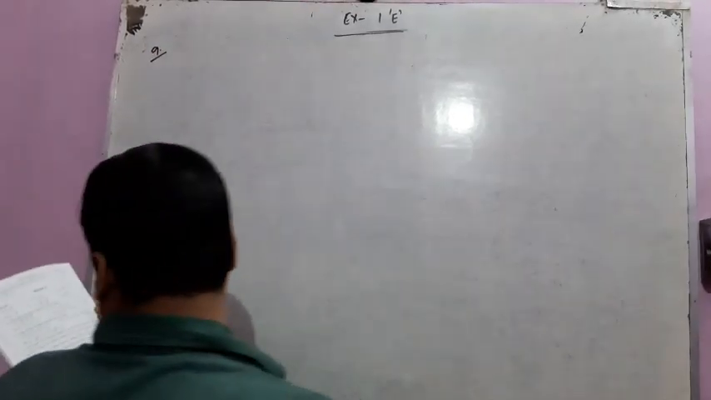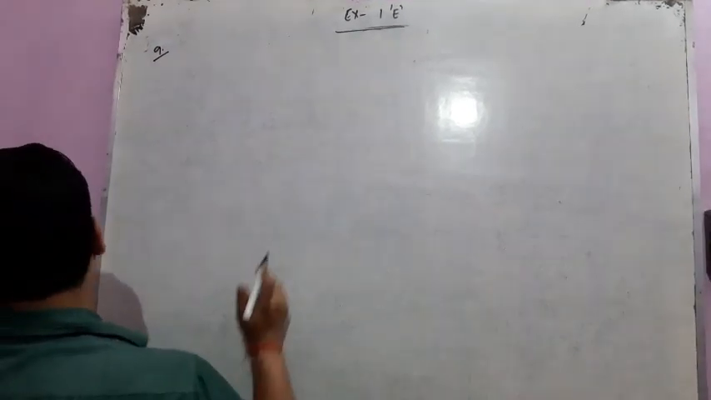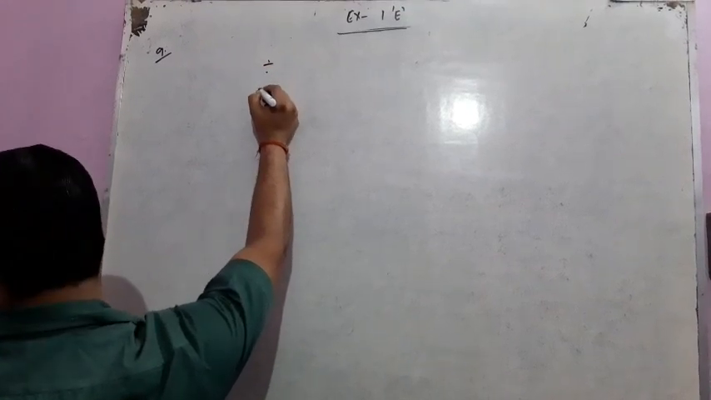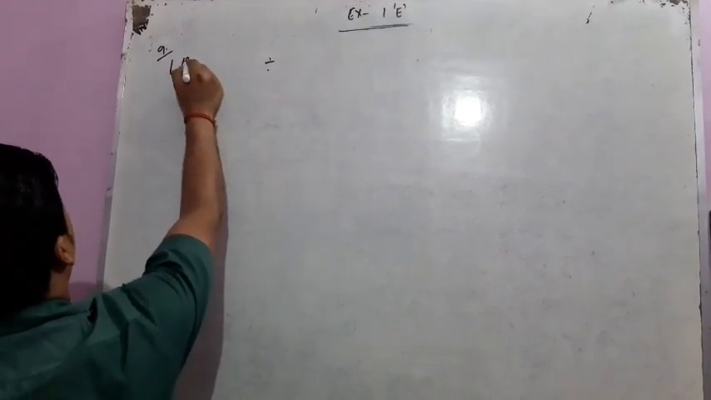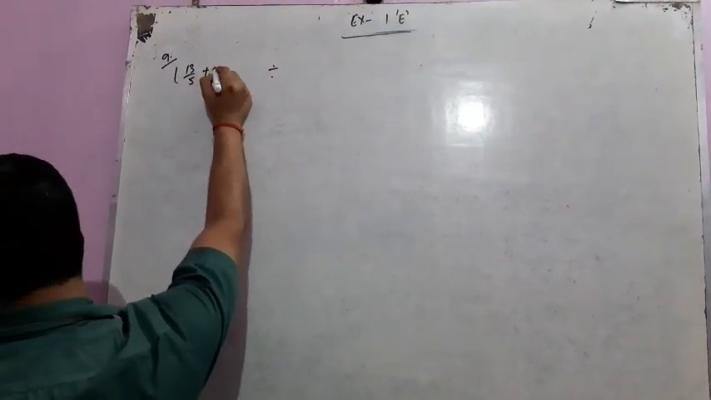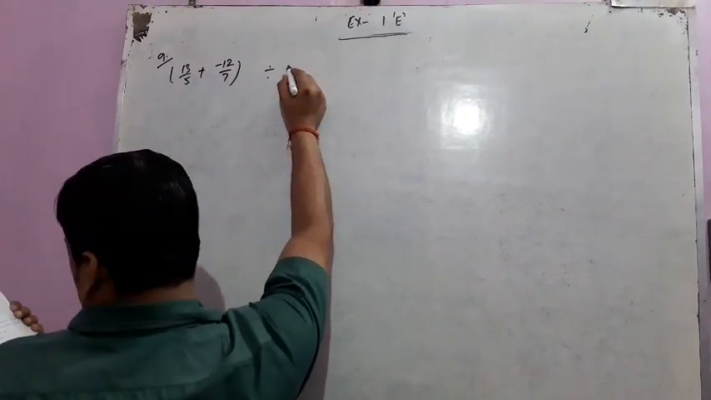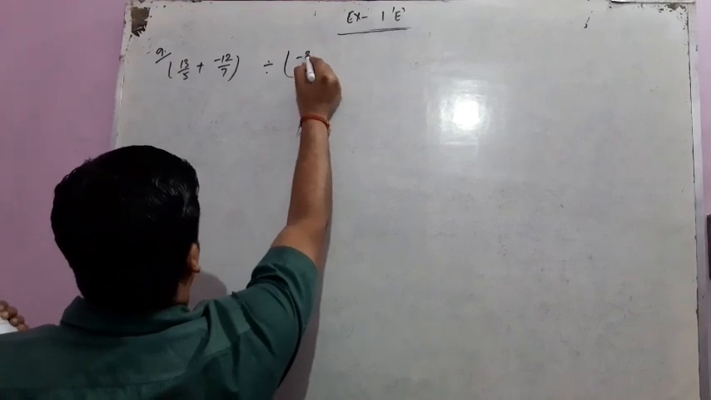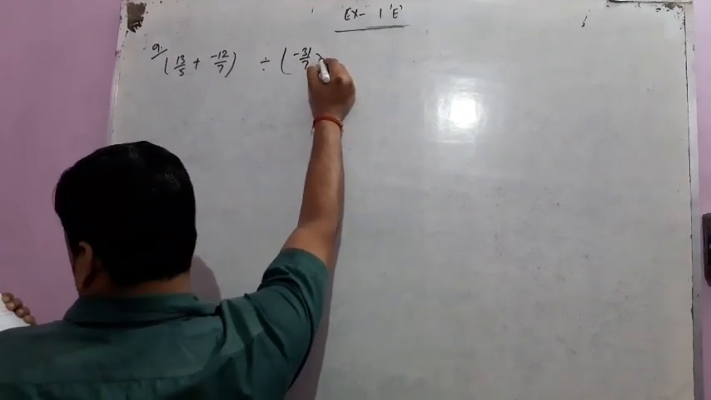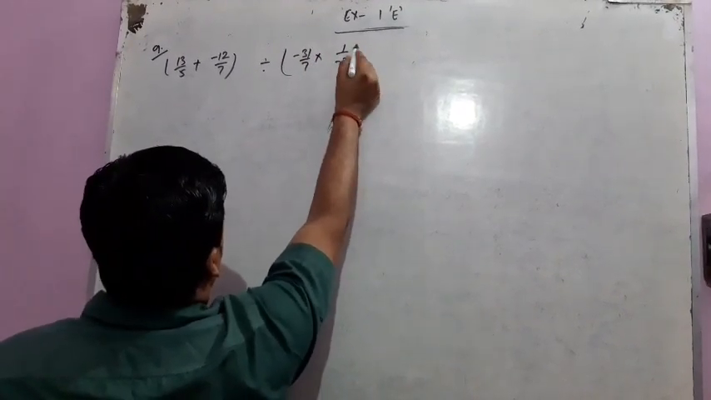Now in question number 9, it is given: divide the sum of 13 by 5 and minus 12 by 7 by the product of minus 31 by 7 and 1 by minus 2.